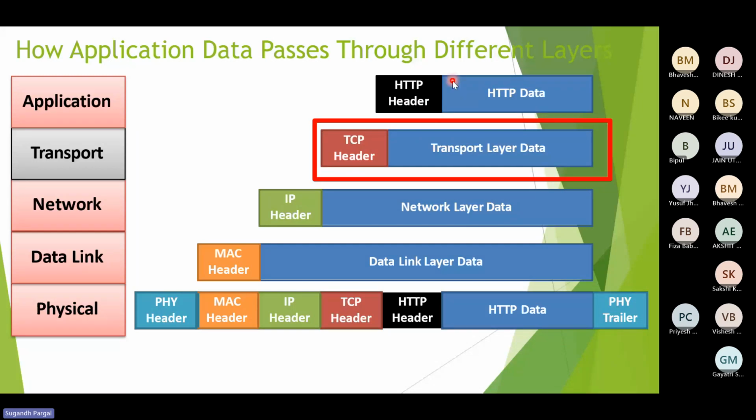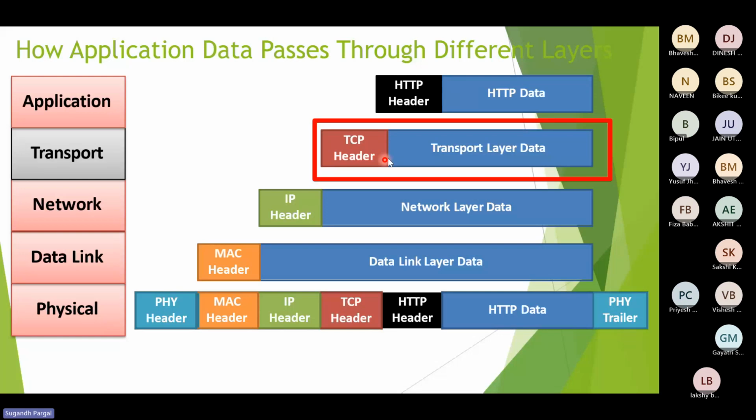header associated with it. Then it moves to the transport layer for the communication between the systems and adds a TCP header. Then it moves to the network layer and adds an IP header, specifying to which IP address it needs to be transferred. Then it moves to the data link layer and adds a MAC header. And finally, at the physical layer, the complete set adds a physical header and a physical trailer to mark the start and the end of the data being transferred from one end device to the other end device.